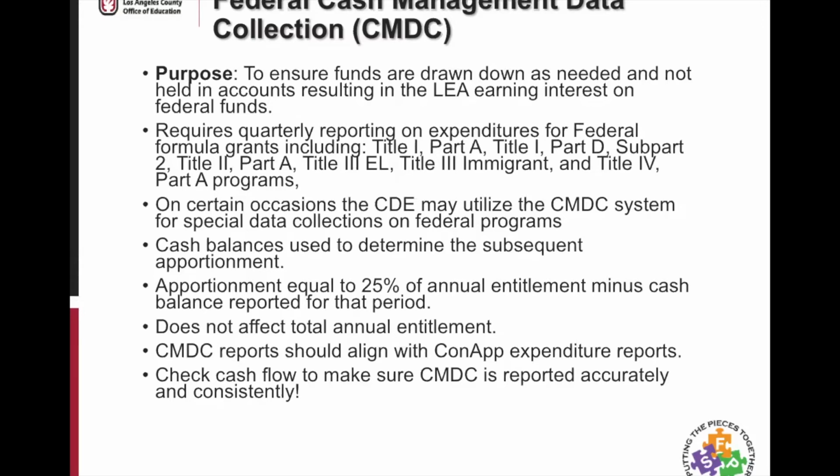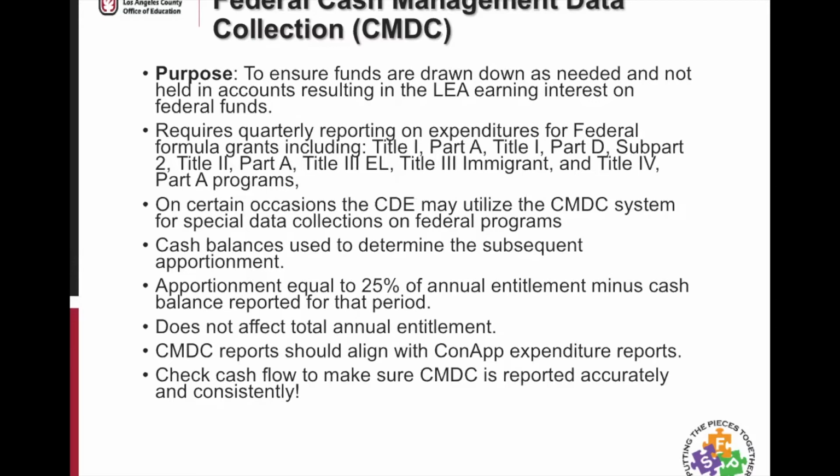If that doesn't happen, your next apportionment will be reduced by the amount that you underspent. Now, it doesn't affect your total annual entitlement. That money is still available to you. It still belongs to the district, but it does delay the timeline for you receiving those funds.